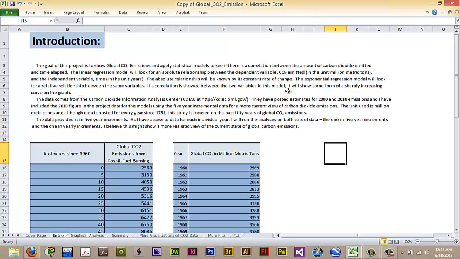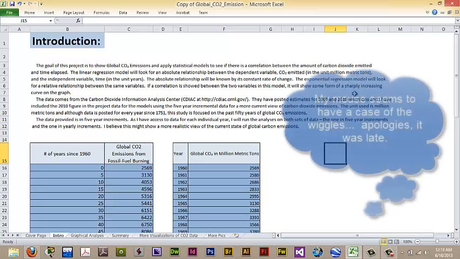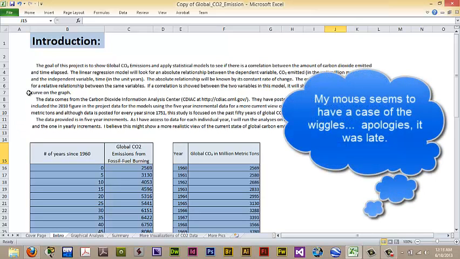The exponential regression model will look for a relative relationship between the same variables. If a correlation is shown between the two variables in this model, it will show some form of a sharply increasing curve on the graph.